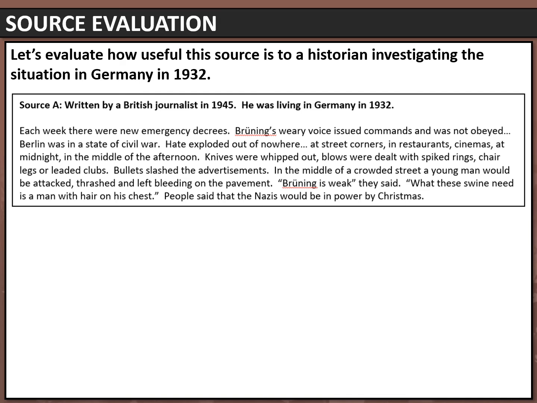Bullets slashed the advertisements. In the middle of a crowded street, a young man would be attacked, thrashed, and left bleeding on the pavement. Bruning is weak, they said. What these swine need is a man with hair on his chest. People said that the Nazis would be in power by Christmas.